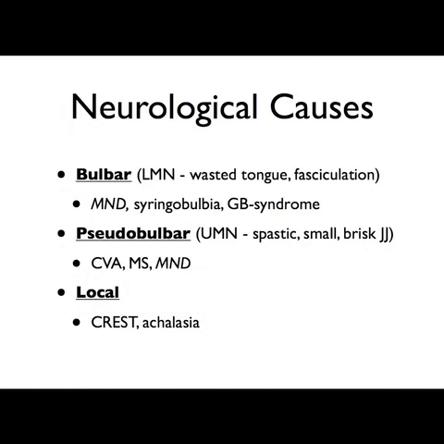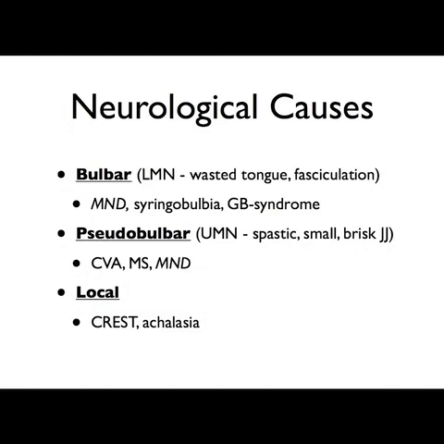Now, the important diseases that go with each of these: in bulbar, obviously you're thinking about things such as motor neuron disease, syringobulbia, and any of the Guillain-Barré syndromes. In pseudobulbar, representing the upper motor neuron process, we're thinking about CVAs, multiple sclerosis, and MND. And that's the point that we really made previously, Johnny. It's a very mixed picture in MND.